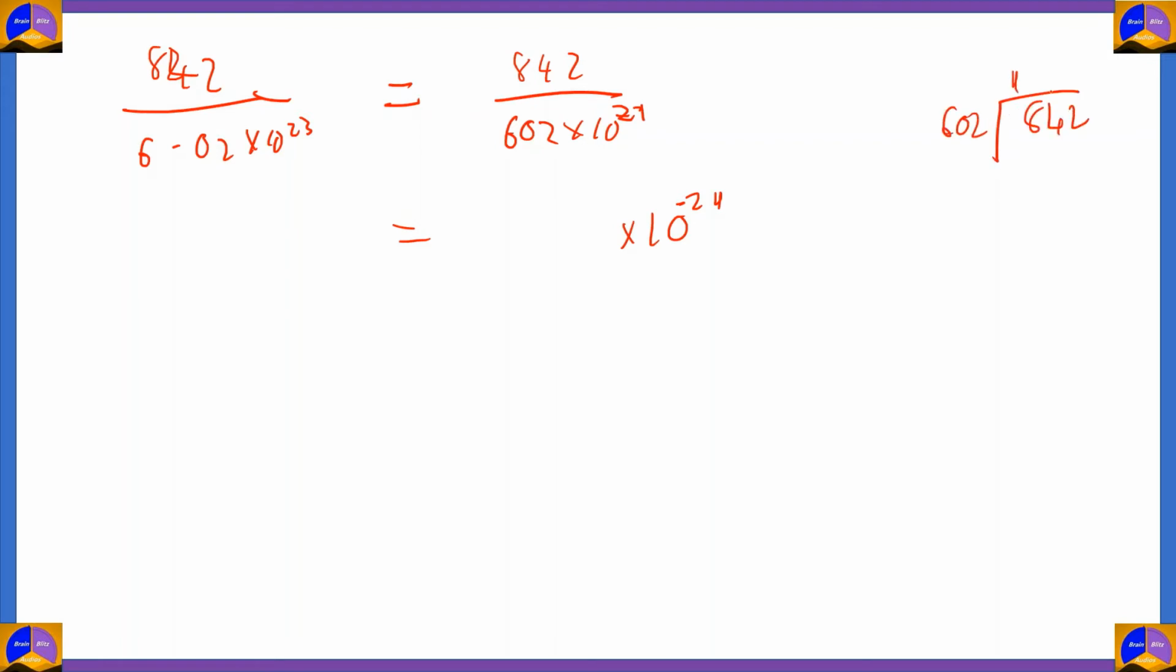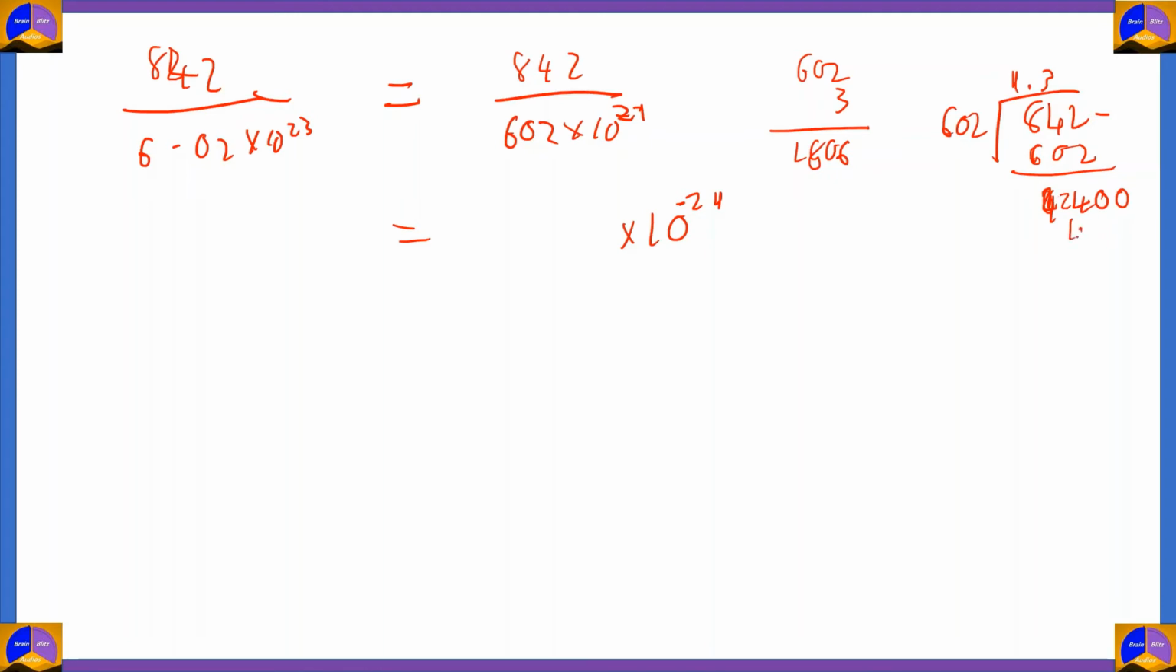So 602 goes once, so 1 will get 240 on subtraction. So now what we do is we put a decimal point here, so we'll get 2400. And so in 2400, 602 goes 3 times, and I can prove that 602 times 3 is 1806.